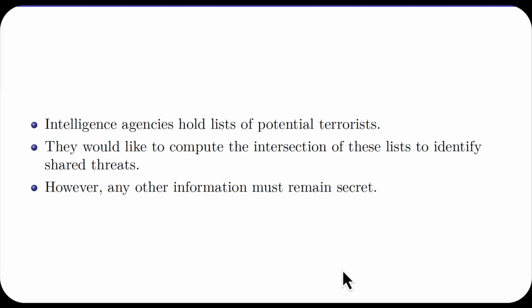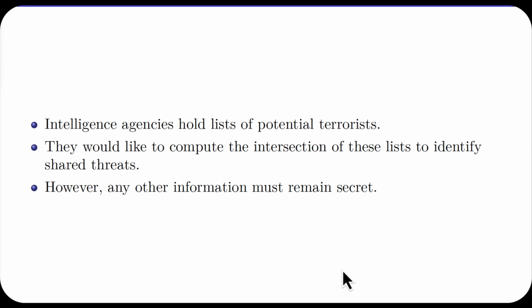Let's have another parallel, a more complex example, in order to understand secure multi-party computation. We're going to talk about private set intersection here. In this case, we have, let's say, intelligence agencies. Each of them has a list of potential terrorists, and you need to find the intersection between these lists in order to identify the shared threat.